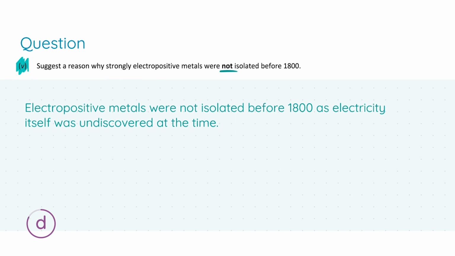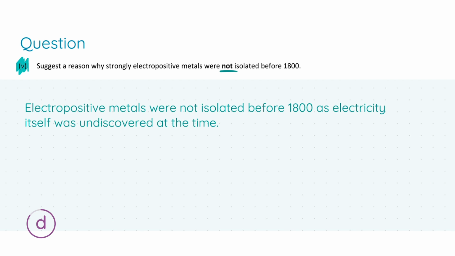In this case, electropositive metals were not found, or should I say isolated, before 1800. Now that we have tackled the question of what an electropositive metal is, we are able to answer why they weren't isolated before 1800. The reason they were not isolated before 1800 was that electricity itself was undiscovered at the time.